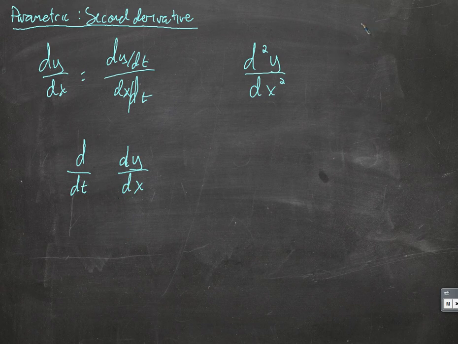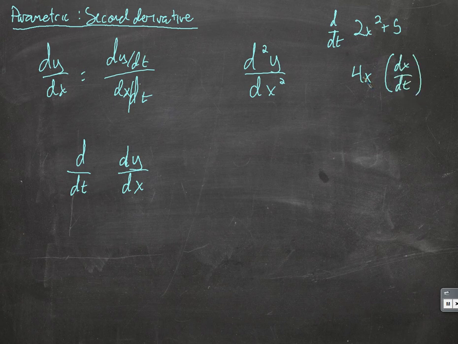Imagine that we're going to take the derivative of 2x squared plus 5 with respect to t, d/dt of 2x squared plus 5. Well, we're going to get 4x plus 0. That's the derivative of this with respect to x. And then what do we need to do? We need to use the chain rule, multiply by dx/dt, essentially. What is the derivative of the variable x with respect to t?